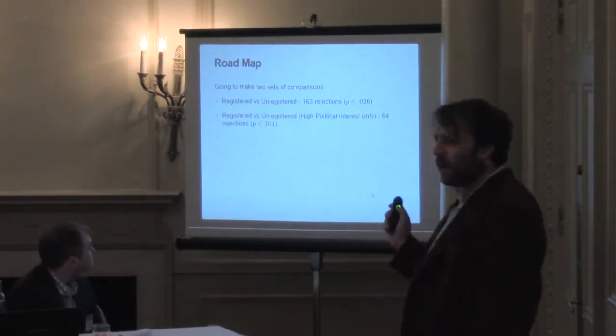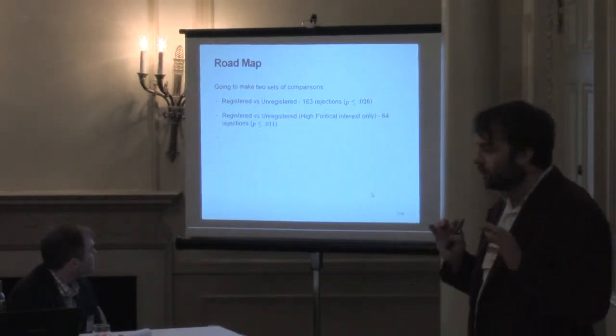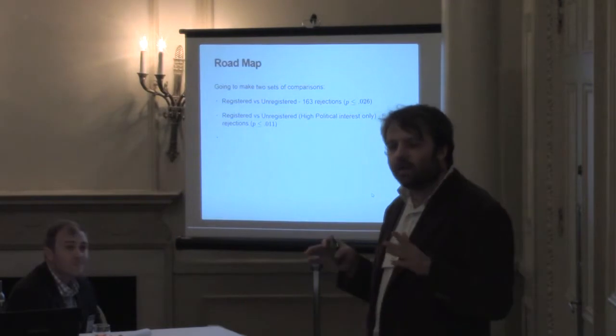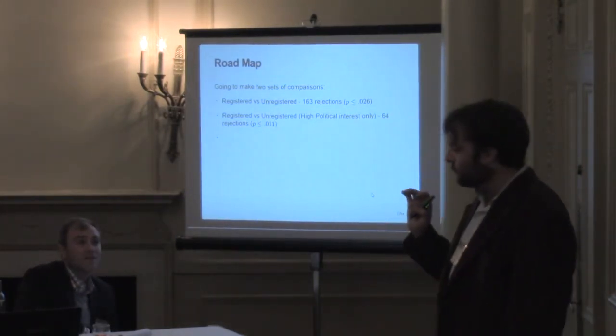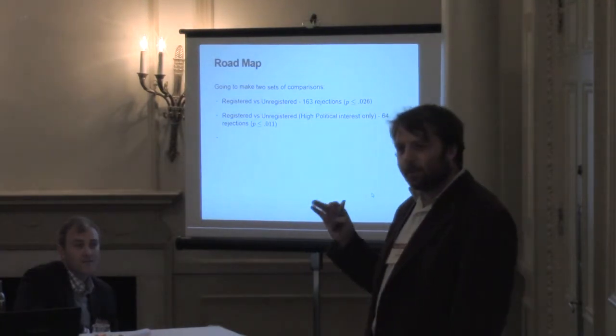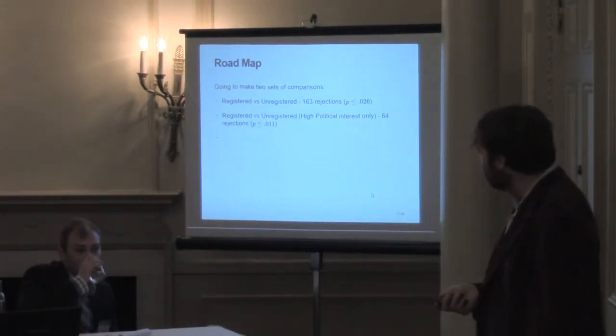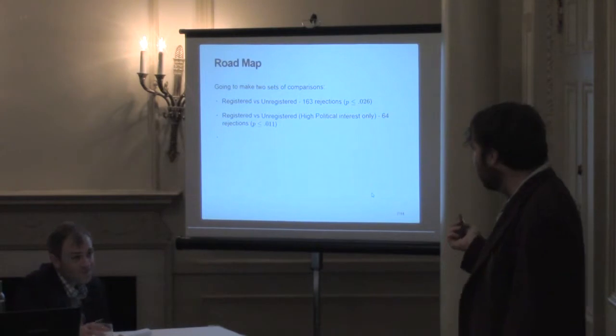Then we're going to subset to high political interest only. So the first question on the ANES is, how often do you pay attention to politics? And so we say, if you pay attention to politics all the time or most of the time, we're going to call you high political interest. We make 64 rejections here.